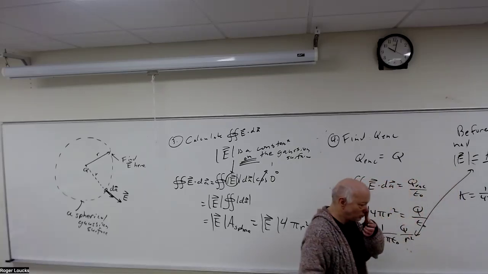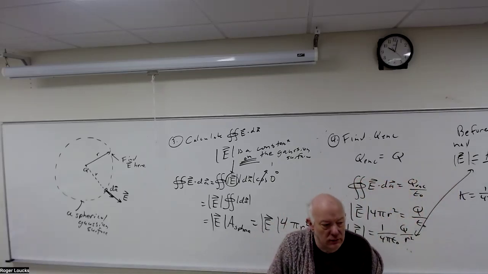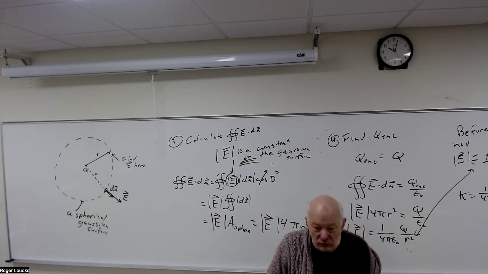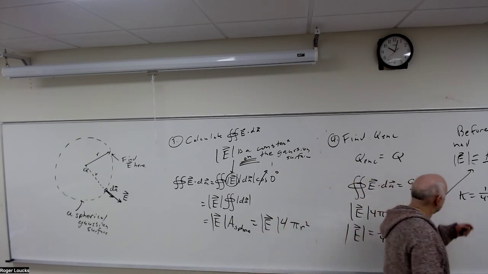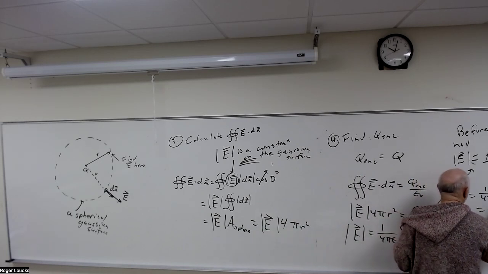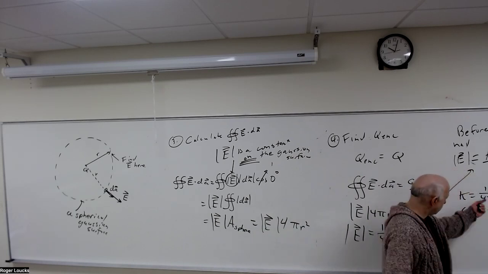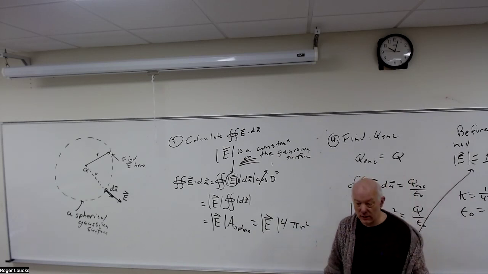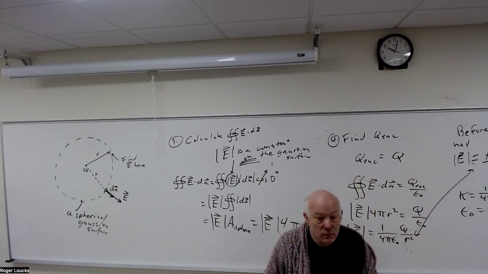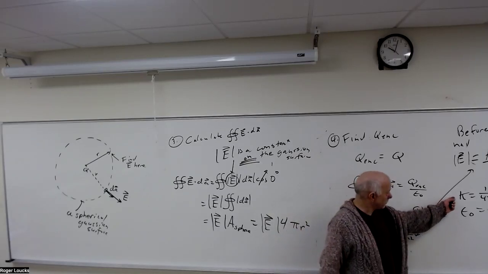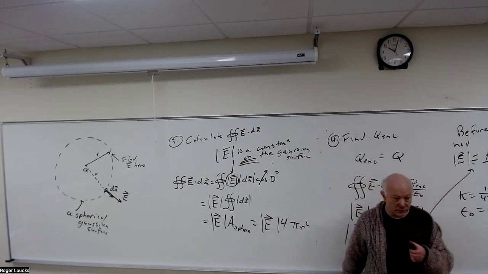Now, if you remember, I told you I wasn't going to tell you what epsilon naught is, because there's a dumb way to calculate it. K is easy to know: 9 times 10 to the 9th, an easy one to remember. So epsilon naught is just 1 over 4 pi times 9 times 10 to the 9th, and then you can calculate it. You know the units for K, and then you just flip those units.